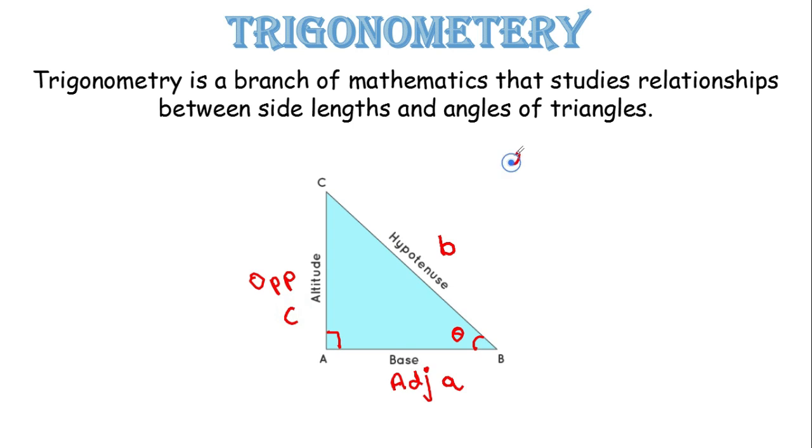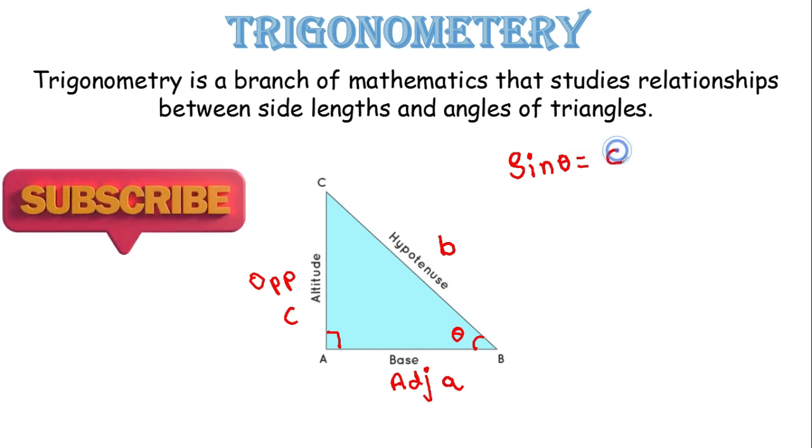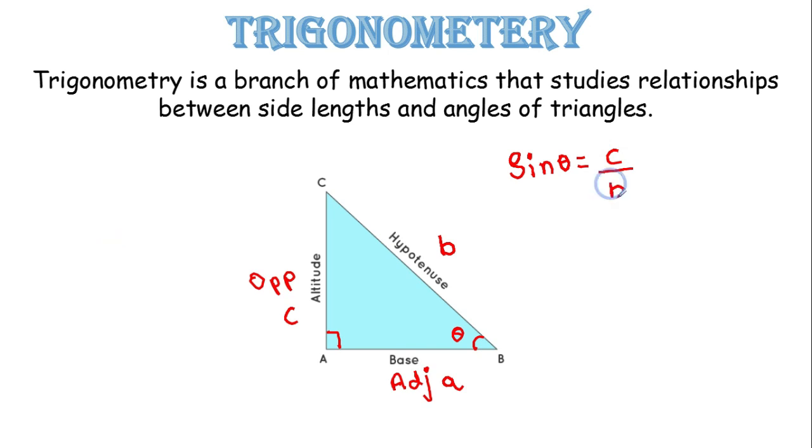When it comes to sine theta, sine is opposite by hypotenuse, so sine theta is equal to c by b. Cos theta is adjacent by hypotenuse, adjacent is a, so cos theta is a by b. Tan theta is opposite by adjacent, that's c by a.